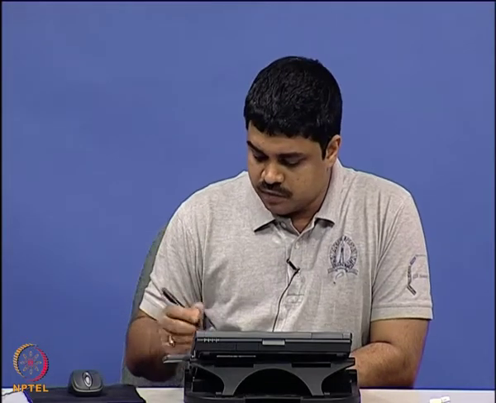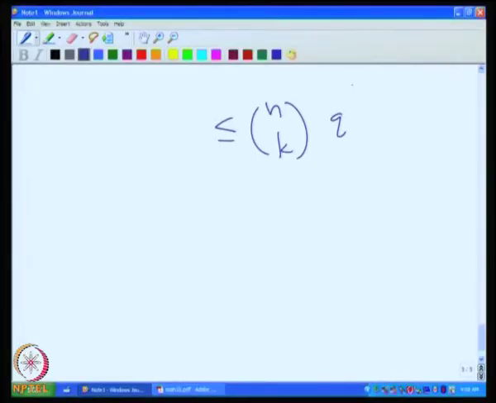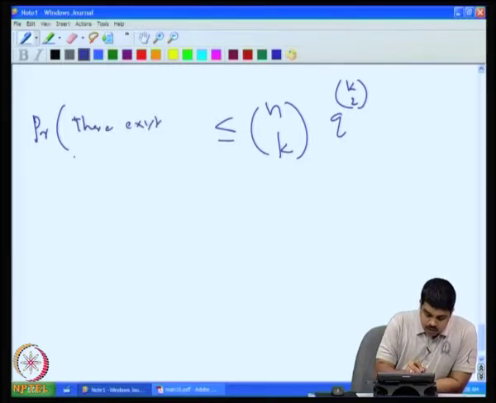Now, the probability that there exists an independent set in any of them will be at most n choose k into q raised to k choose 2, right. This is the probability that there exist k vertices forming an independent set.